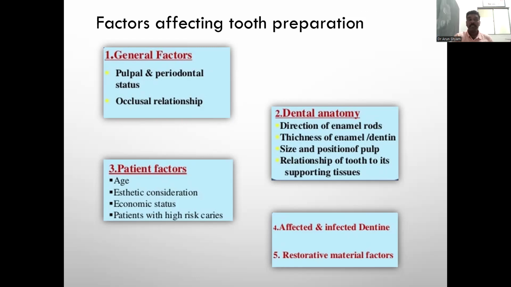And the next part will be the patient factors. Patient's age, aesthetic consideration, economic status, and patient high risk cases. So according to these patient factors, we have to decide our treatment plan. Which restorative material to use, all these things should be planned according to the patient factors. And then the affected and infected dentin, the thickness of affected and infected dentin, and the restorative material factors. Certain restorative materials will be allergic to some people. Such things we have to consider during the cavity preparation itself.